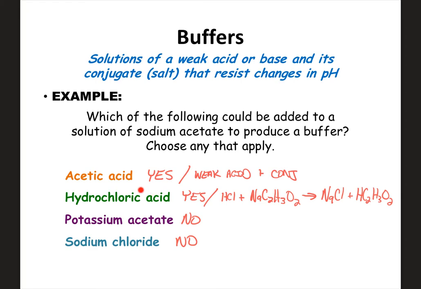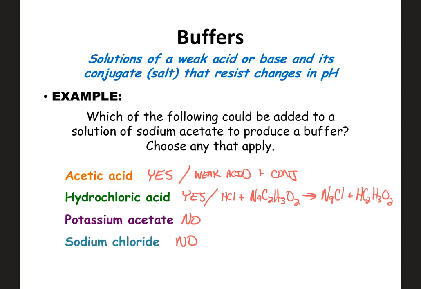But for the next one, the hydrochloric acid, it would also form a buffer, but you need to look at the reaction here. At first glance, you might say, well, that's a strong acid, so that's not going to be a buffer. But if you just mix some of these together here, if you look at the reaction that forms, you actually get a weak acid forming here. And as long as you don't go past the point of destroying all of the sodium acetate, you would have its conjugate, the C2H3O2 minus, still present.